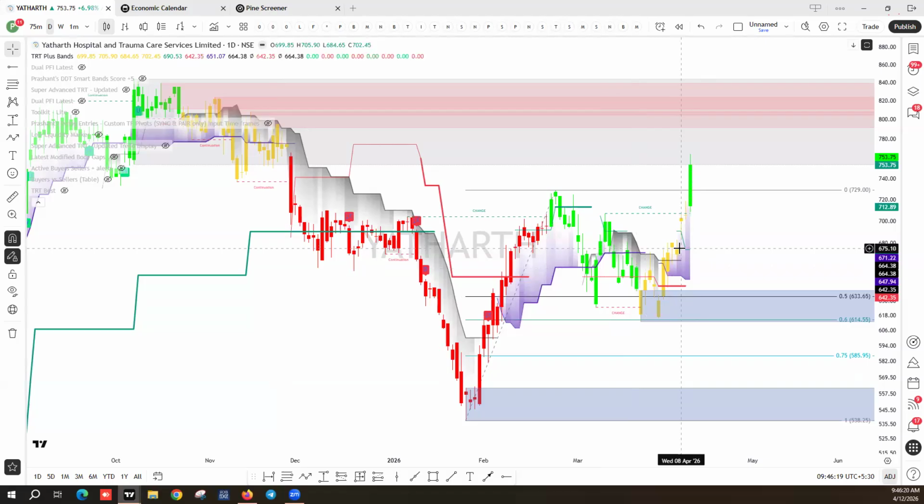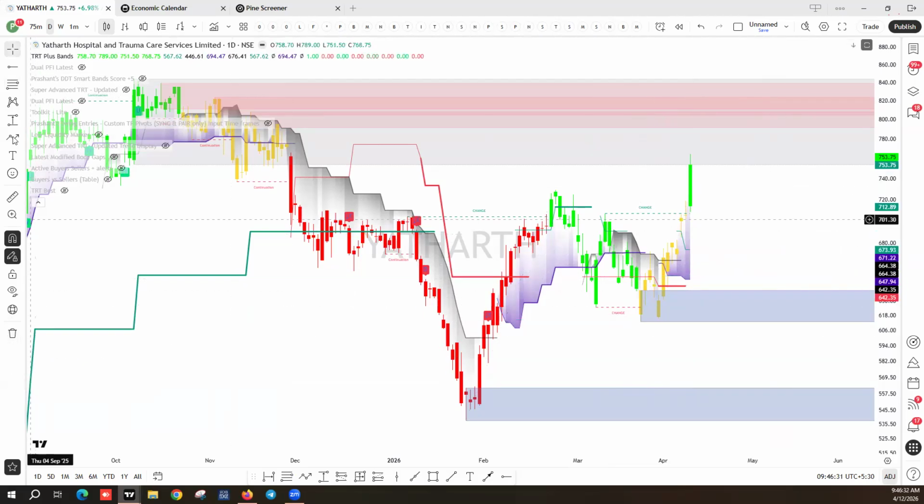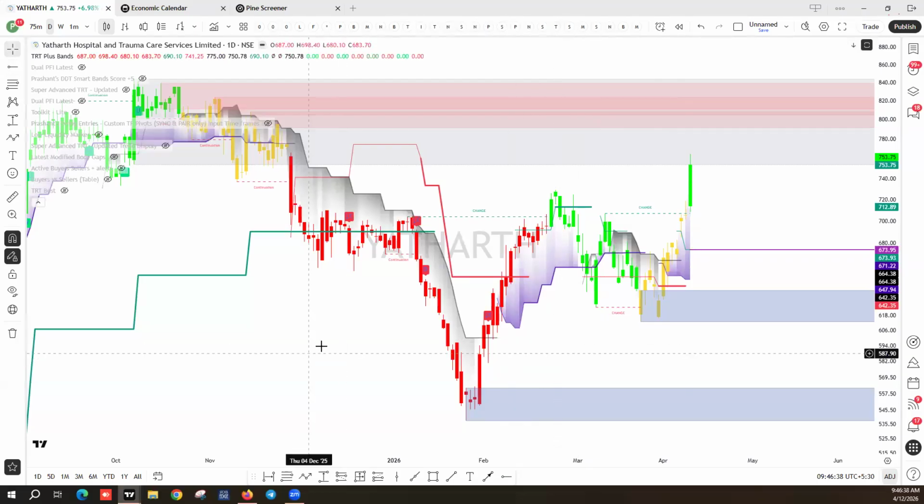Now the bias has turned to bullish bias. Bearish bias is down here. I will still look for a retracement entry, and 60% is here, 75% is here. Let's place an alert. When it comes there, I will check.